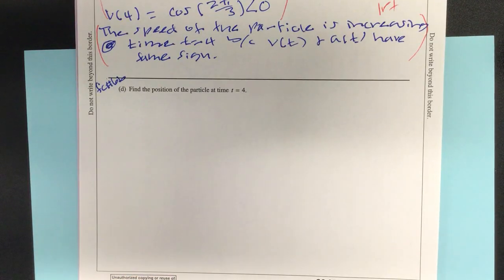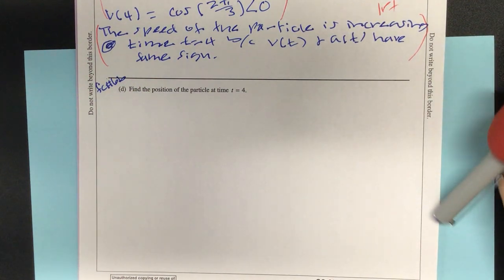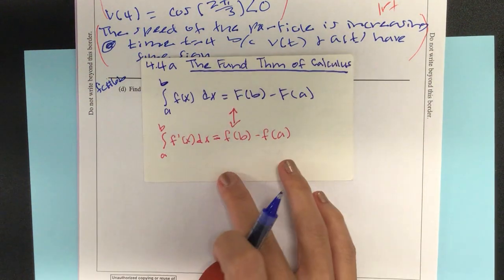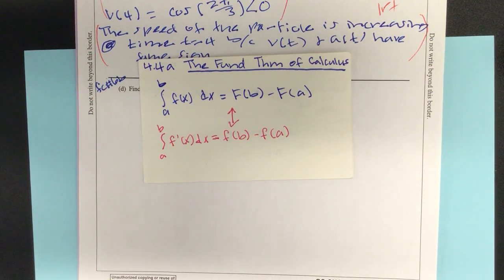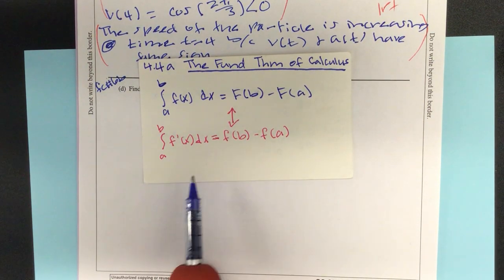Okay, let's go to our last one. Good job. Okay, on our last one, Lawrence, go ahead and read that part. Find the position of the particle at time t equals 4. Okay, so for this one, let's take out your flashcard number 6B. So we're going to use this right here. It doesn't matter which one you use.